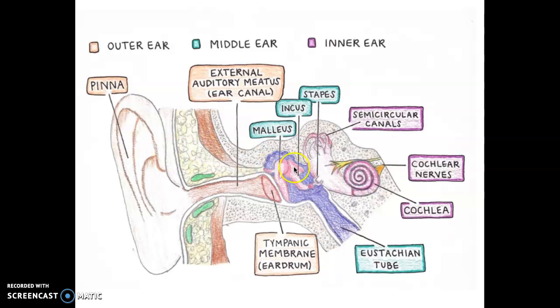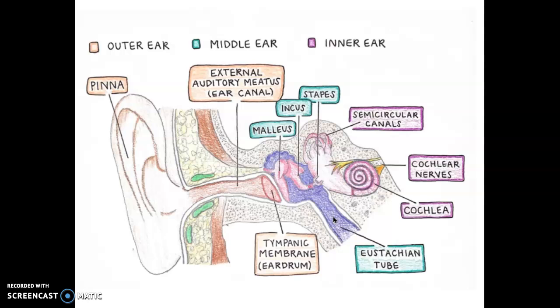The middle ear contains three ossicles right there, which are the malleus, incus, and stapes that connect the tympanic membrane to the middle ear. The middle ear also contains the eustachian tube, right here, which plays a role in equalizing nasopharynx pressure to atmospheric pressure.